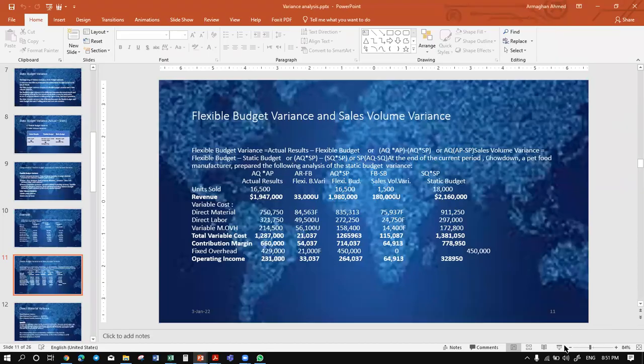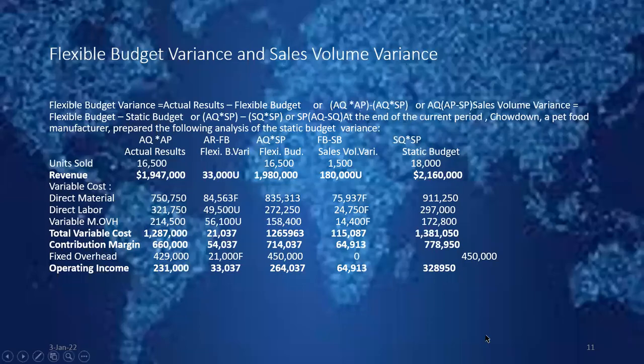So anyway, this is what we discussed about flexible budget variance. Here I was telling you that static is 18,000, actual is 16,500, right? If you want to make the flexible budget, you will take the actual, 16,500, and make the budget at that level.